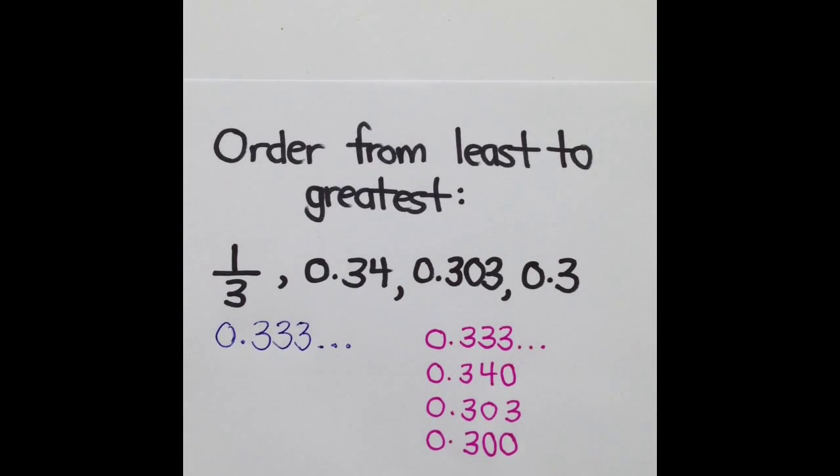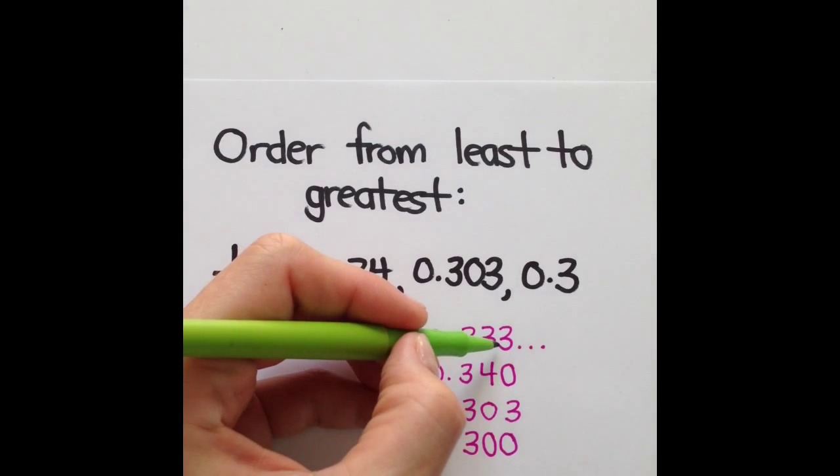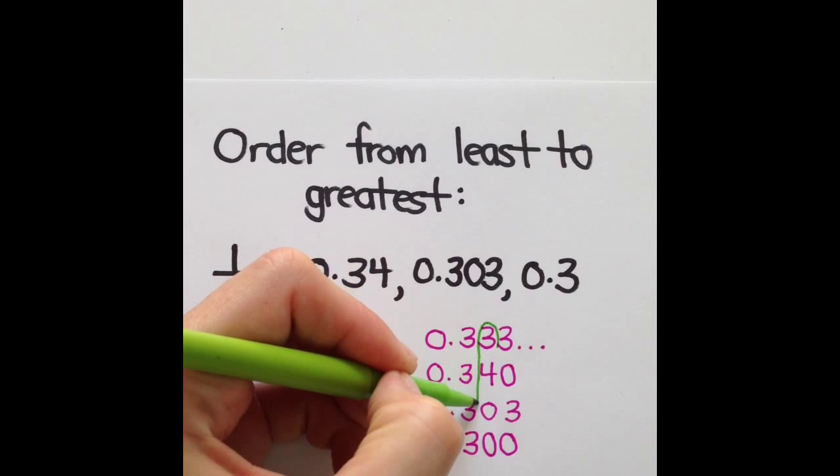Now I'll look at the ones place to compare these numbers. There are zeros in all the ones places of these numbers. So now I'll move to the tenths place. There are 3's in all the tenths places of these numbers. So I have to move to the hundredths place in order to compare these.